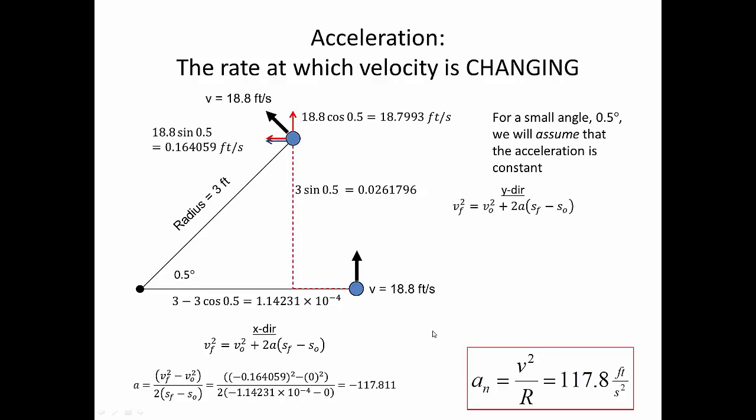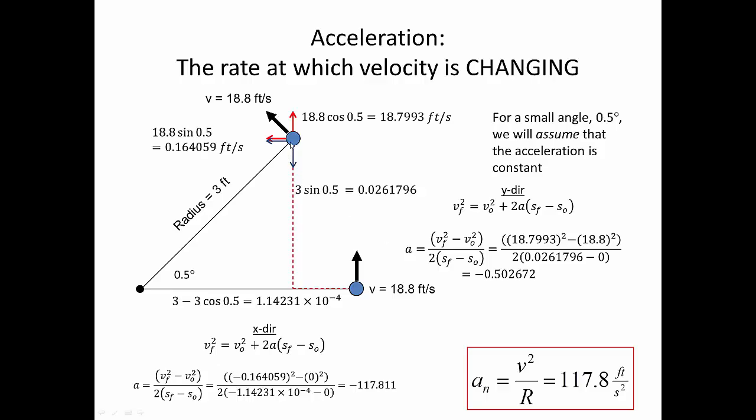In the y direction, we do the same thing, solving for a and plugging in what we know. 18.7993, this is our final velocity in the y direction. 18.8 is our initial velocity in the y direction. This is our final position and our initial position in the y direction. And solving that, we get an acceleration of negative 0.502672. And if we draw that on our figure, it points downward.